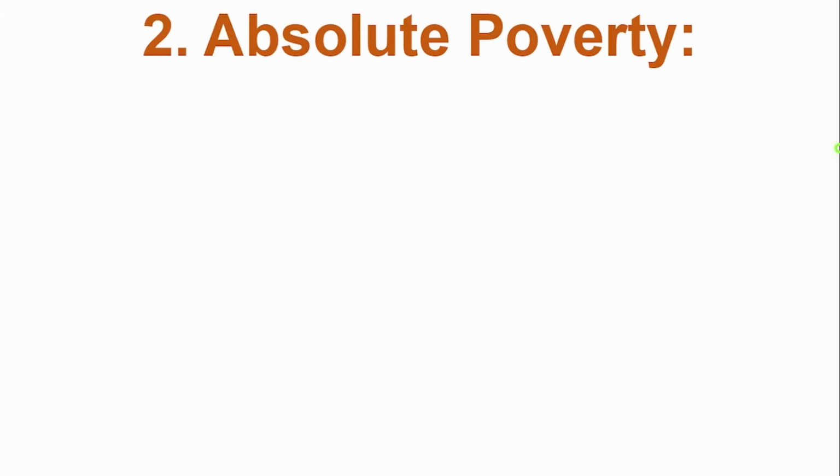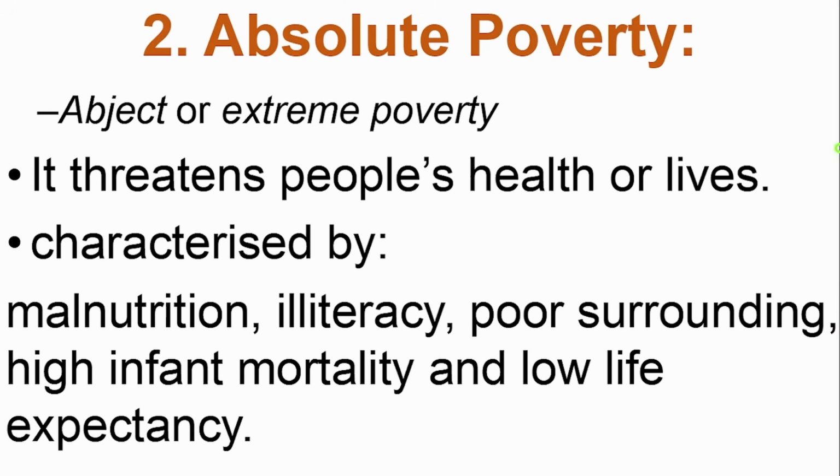Then the second one is poverty is absolute. So absolute poverty is the second type of poverty. This one is extreme. It's abject poverty. This one threatens the health or the lives of people. It is characterized by malnutrition, illiteracy, poor surroundings, high infant mortality rate, and also low life expectancy. So this one is to the extreme. So those are the two types of poverty.